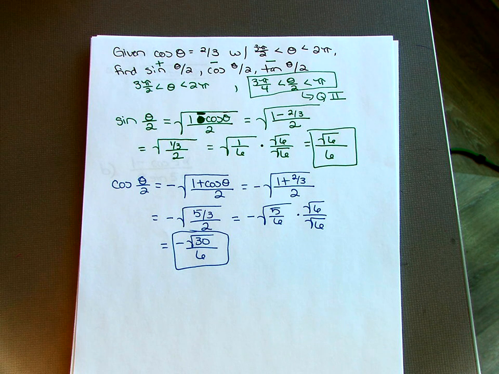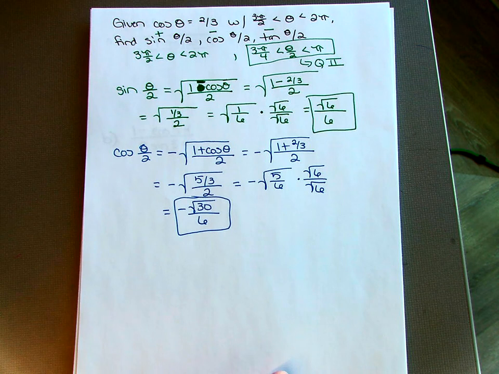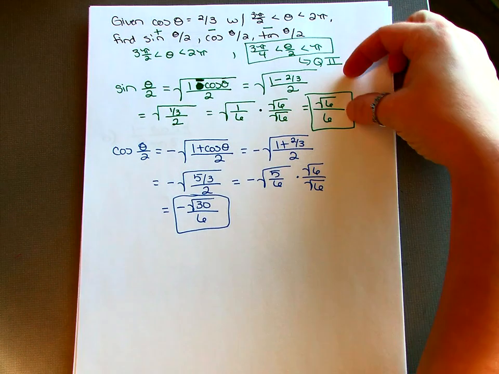Now, with tangent, we can go about this one a lot of different ways. We have 3 different identities that we could use, and all of them would work perfectly fine. We can also go back to using the definition of what tangent means. Tangent is sine over cosine, isn't it? And we just found sine, and we just found cosine.